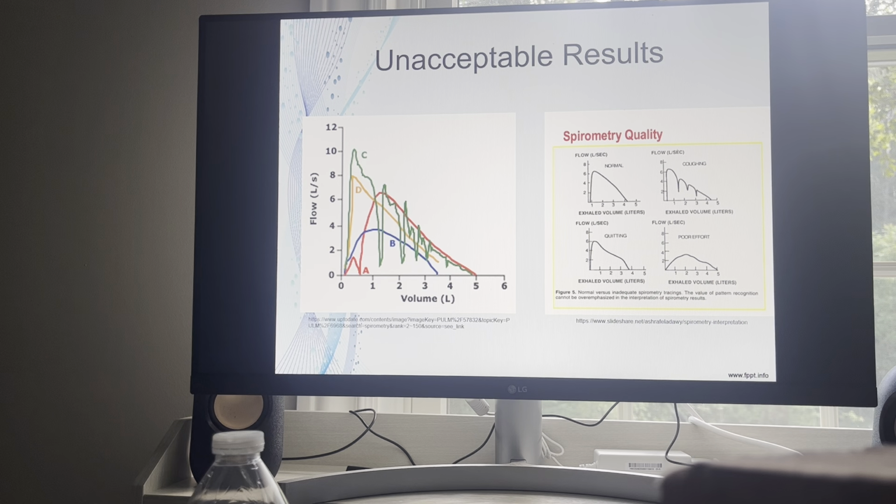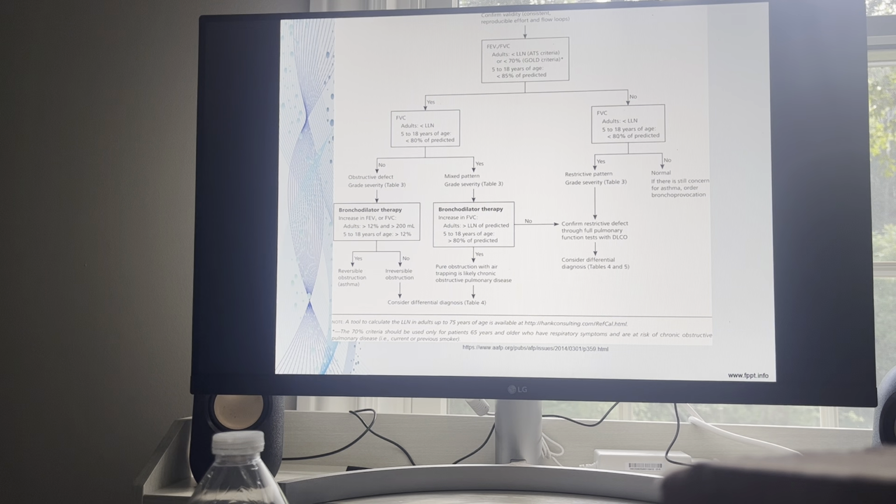So we want to evaluate that flow loop to make sure that the patient is giving maximal effort before we make any diagnoses. And you can see on the right there, just another way to look at it. How do we interpret this thing? Number 1, look at the flow loop to ensure maximal effort. We want to make sure the patient is giving it their all, but also we look at the flow loop to get an idea of what we're dealing with.